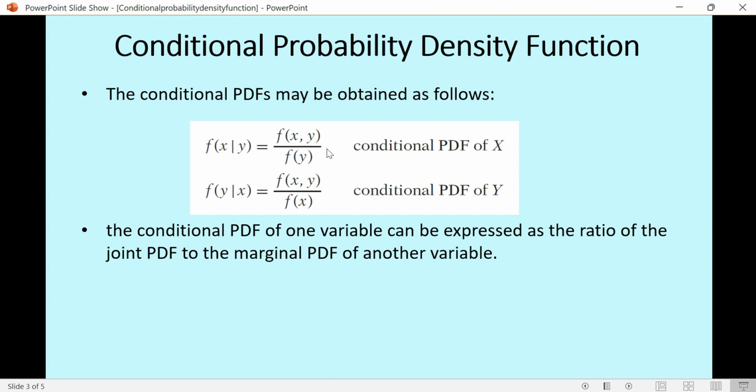Just keep in mind that for discrete random variables, we can use the probability. But for continuous variables, we can only use the probability density function, because for a particular value of a continuous random variable, the probability, whether joint or not, is 0. So this is the difference.